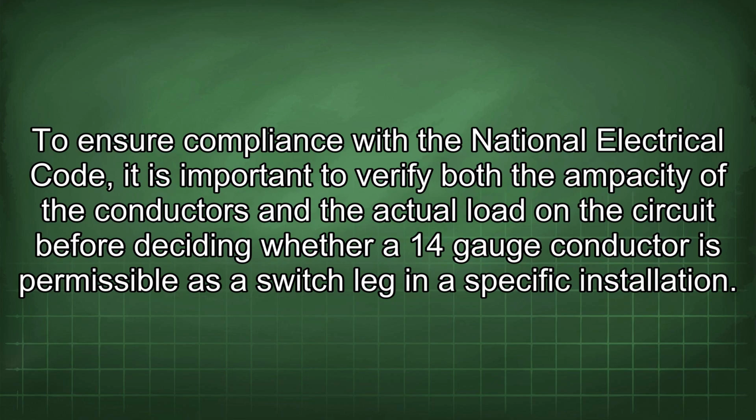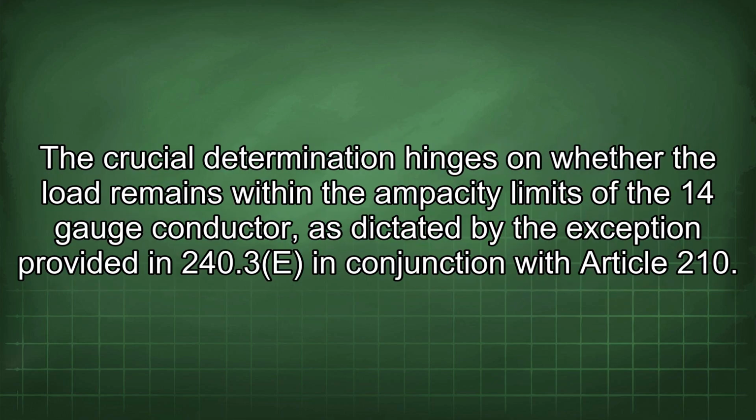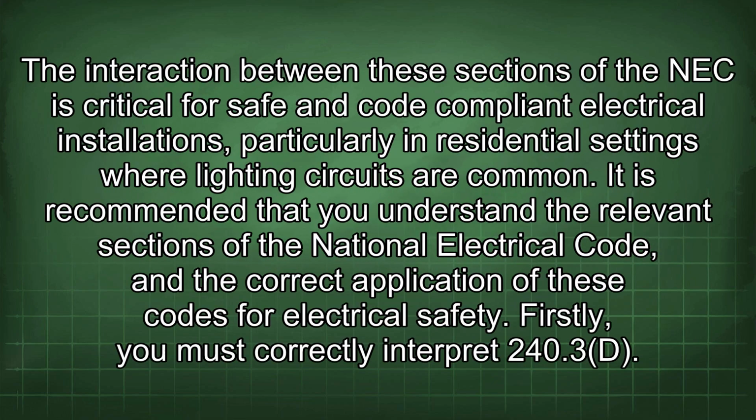To ensure compliance with the National Electrical Code, it is important to verify both the ampacity of the conductors and the actual load on the circuit before deciding whether a 14-gauge conductor is permissible as a switch leg in a specific installation. The crucial determination hinges on whether the load remains within the ampacity limits of the 14-gauge conductor, as dictated by the exception provided in 240.3e in conjunction with Article 210. The interaction between these sections of the NEC is critical for safe and code-compliant electrical installations, particularly in residential settings where lighting circuits are common.